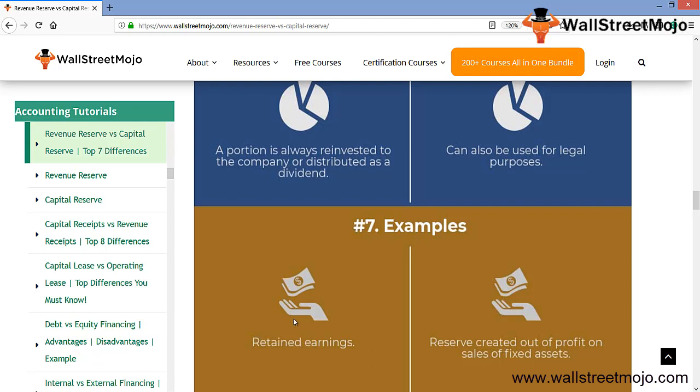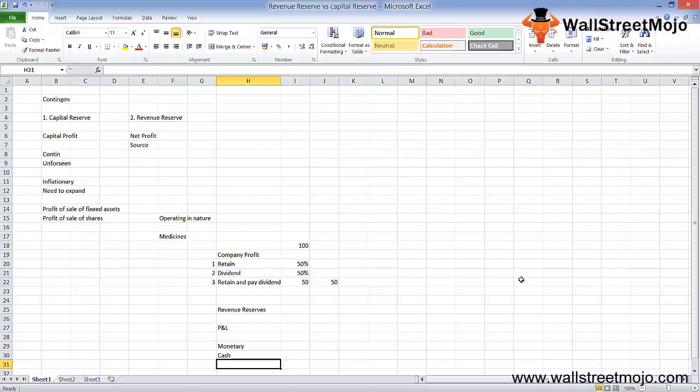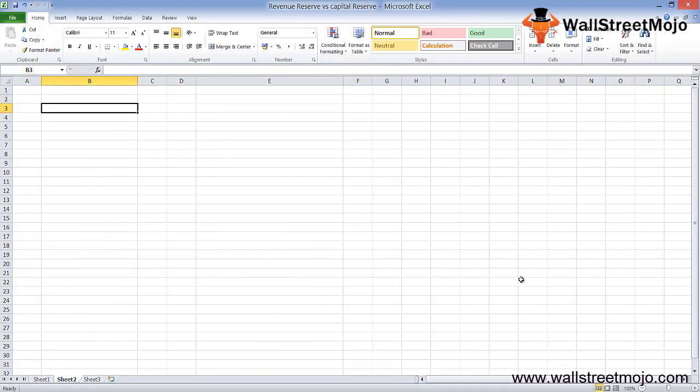Because we are talking about the reserve, which is the retention ratio, and everything is going to apply here. And reserves created out of profit on the sale of fixed assets or the sale of shares and so on and so forth are going to be utilized in this particular scenario. So there are many differences between revenue reserve and capital reserve, but we'll try and make things really quick.